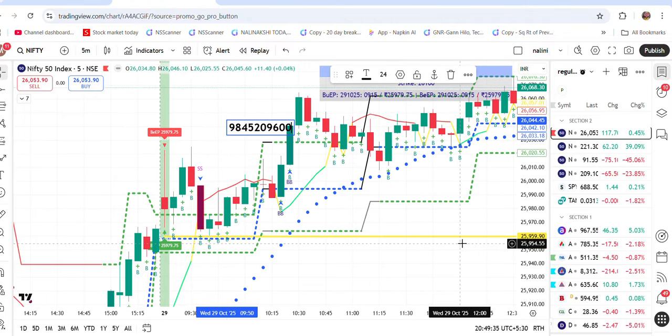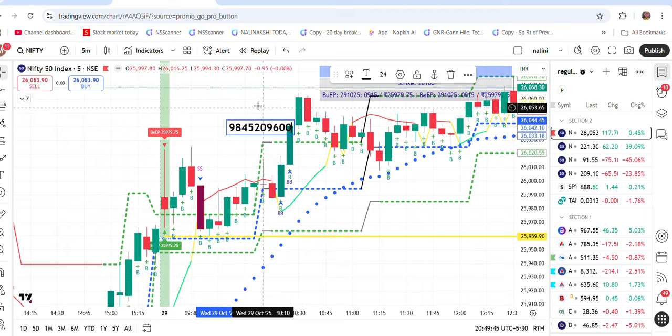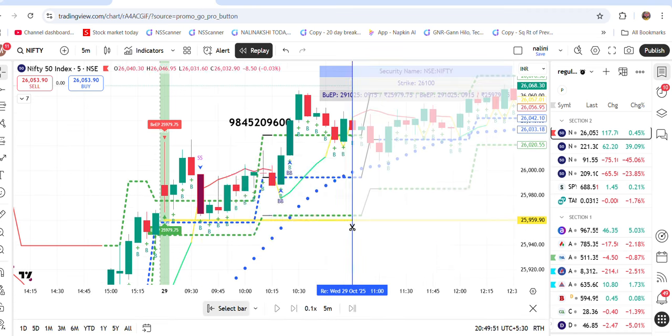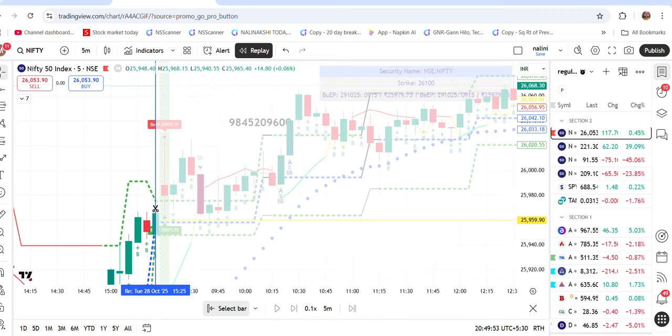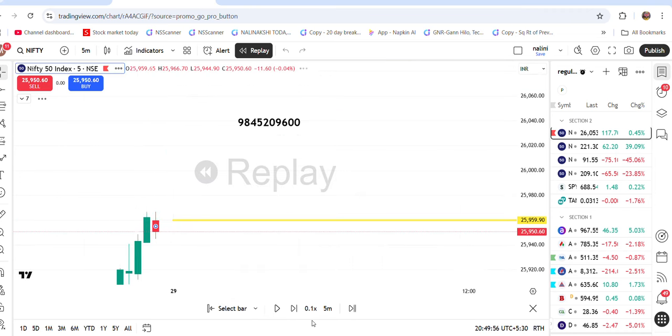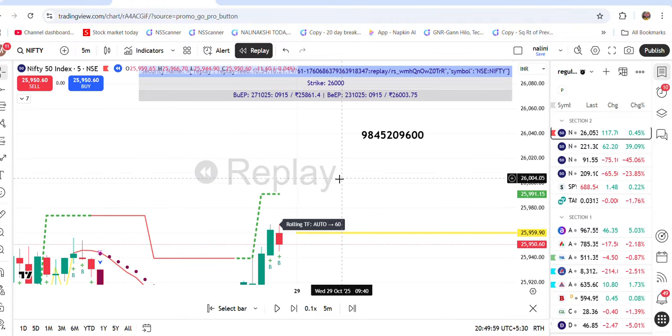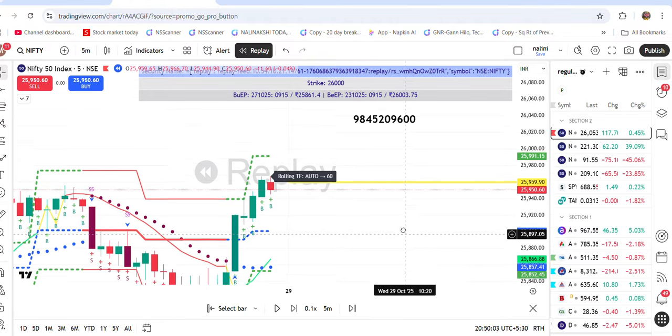How you can take the trade so confidently with these two indicators in the market, I am going to explain to you. Let me start the replay mode. I'll start the replay mode from here. Let me start it over here. And you closely watch how my indicators are working.